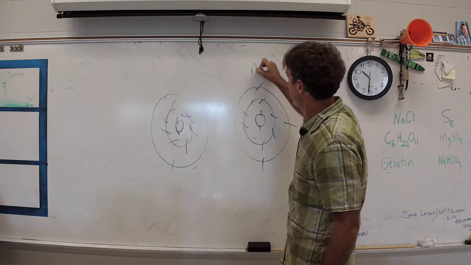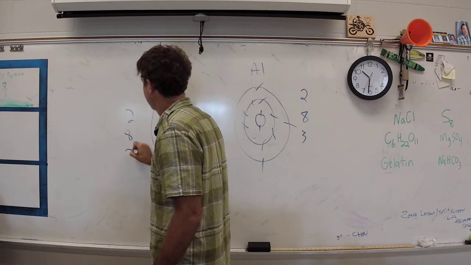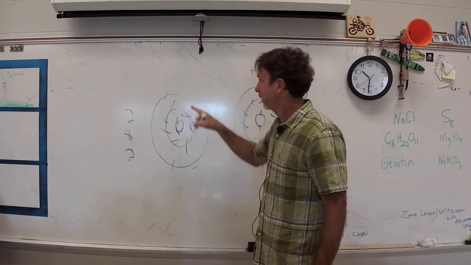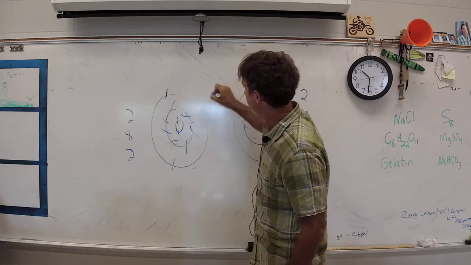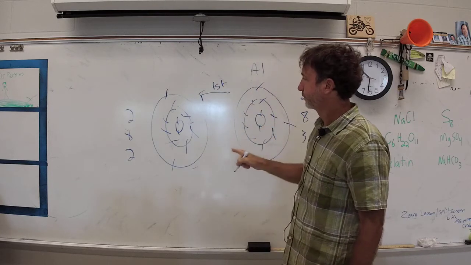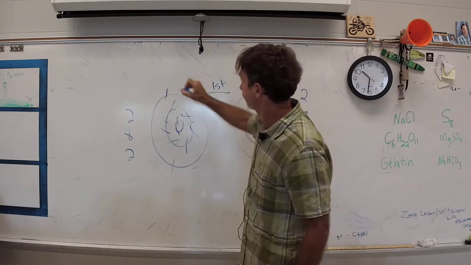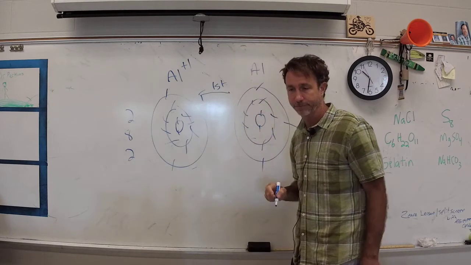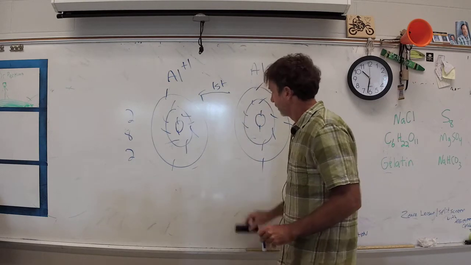Now, this is aluminum. This is 282 now. What would the charge of this atom be? This is the first ionization of aluminum. It's 282. What would the charge be? It would be aluminum plus 1 if we stopped right here. All right? It would be aluminum plus 1. Next question.